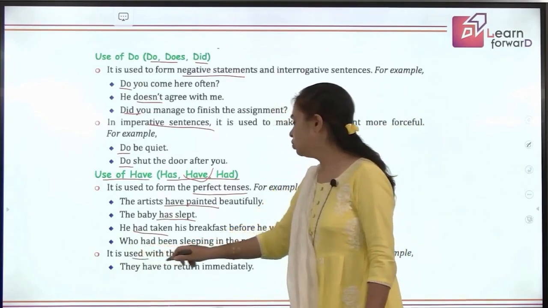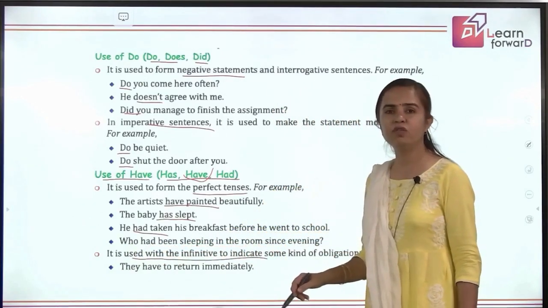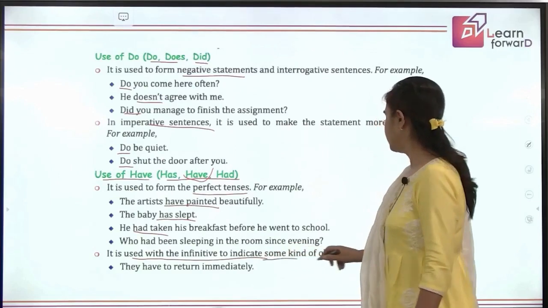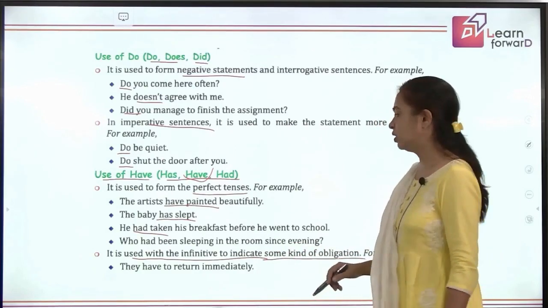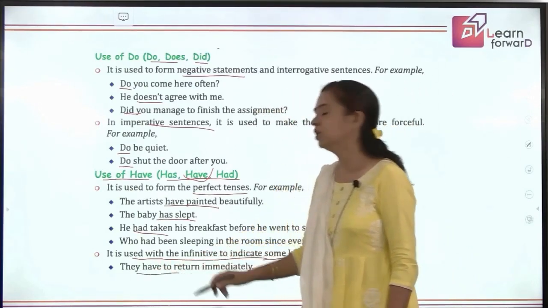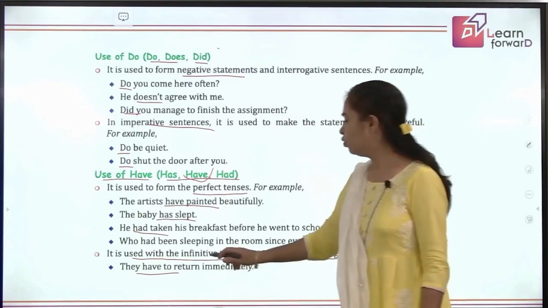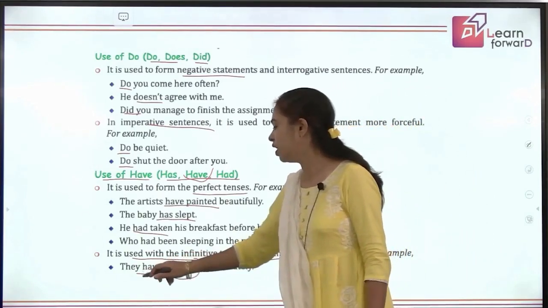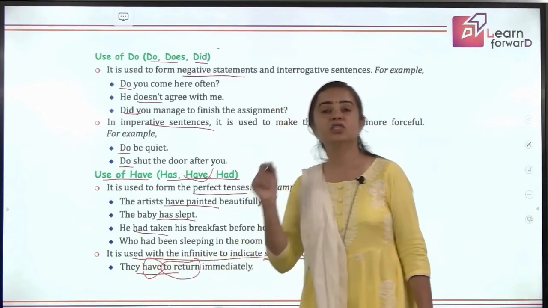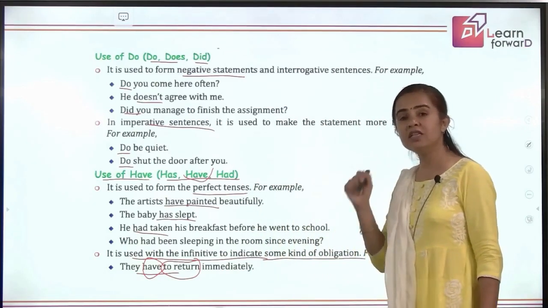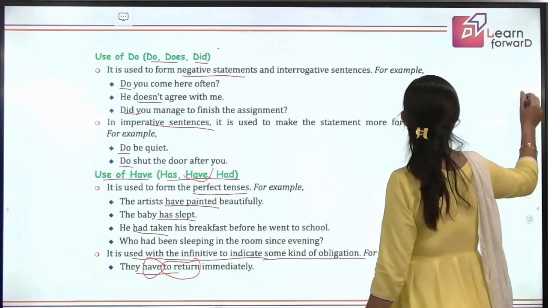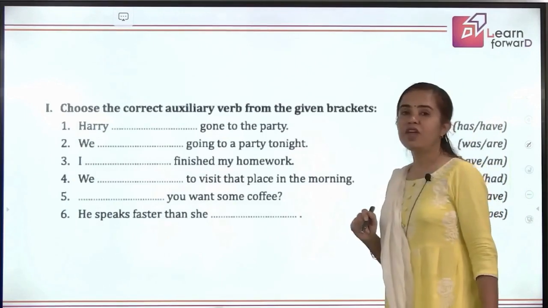It is also used with the infinitive. And why do we use it for infinitive? To indicate some kind of obligation, like they have to return immediately. So before the infinitive to return, we are using have. Why? This is showing an obligation. That means it is to be done. It's required.